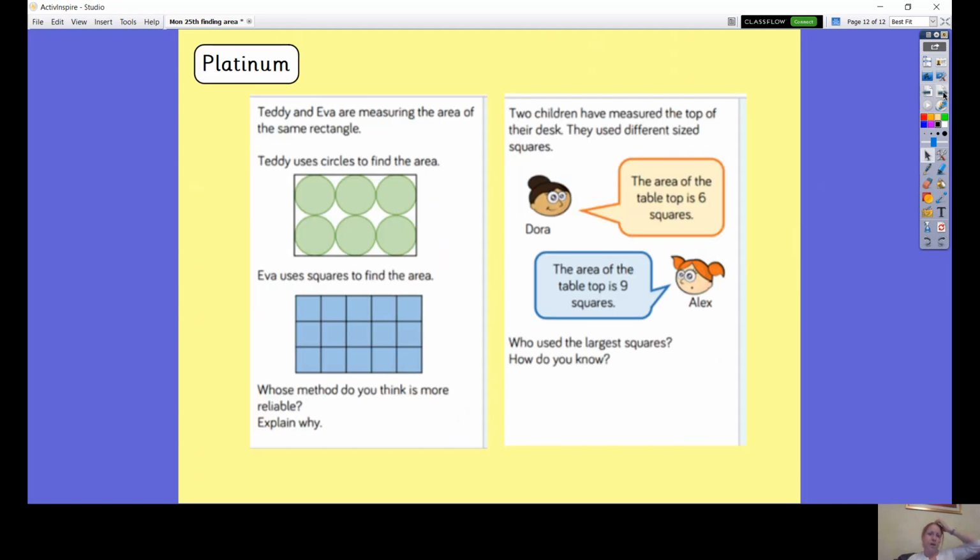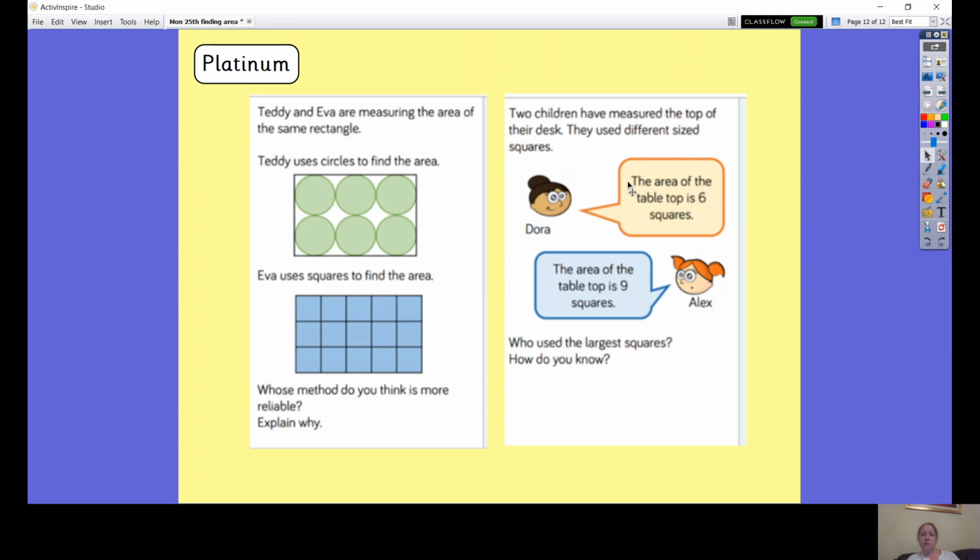And then platinum. Teddy and Eva are measuring the area of the same rectangle. Teddy uses circles to find the area. Eva uses squares to find the area. Whose method do you think is more reliable, and explain why? Okay, so that's an interesting one. Just have a little look at those two. Which one do you think is the most reliable if we were trying to find the area of these rectangles?